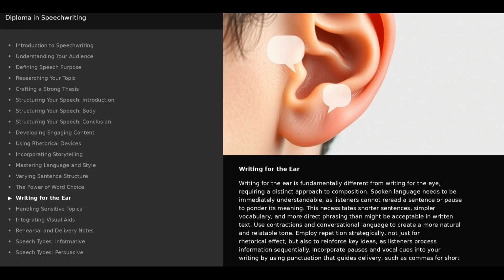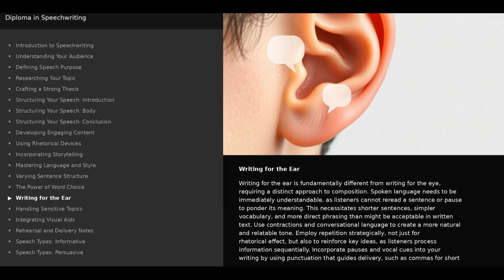Writing for the ear. Writing for the ear is fundamentally different from writing for the eye, requiring a distinct approach to composition. Spoken language needs to be immediately understandable, as listeners cannot reread a sentence or pause to ponder its meaning. This necessitates shorter sentences, simpler vocabulary, and more direct phrasing than might be acceptable in written text. Use contractions and conversational language to create a more natural and relatable tone. Employ repetition strategically, not just for rhetorical effect, but also to reinforce key ideas as listeners process information sequentially.